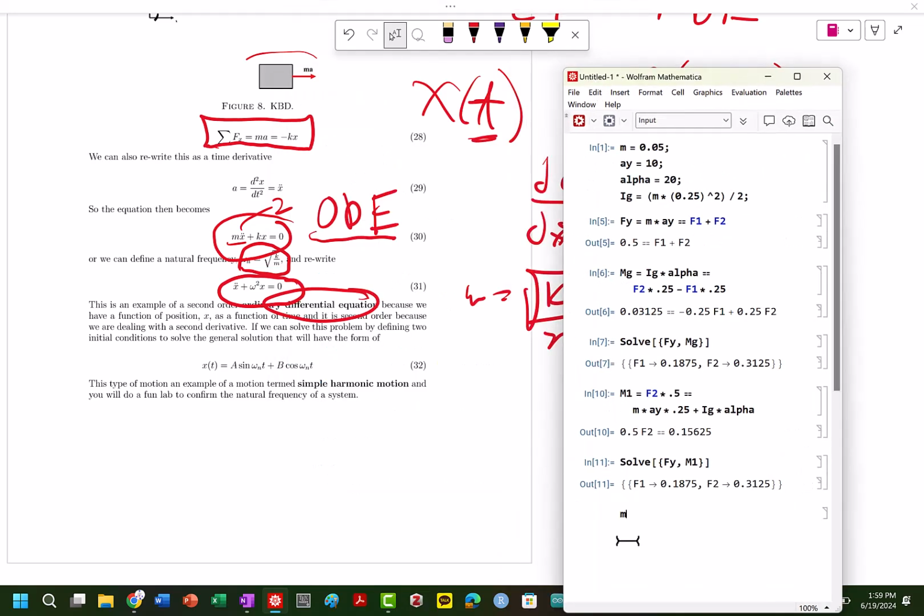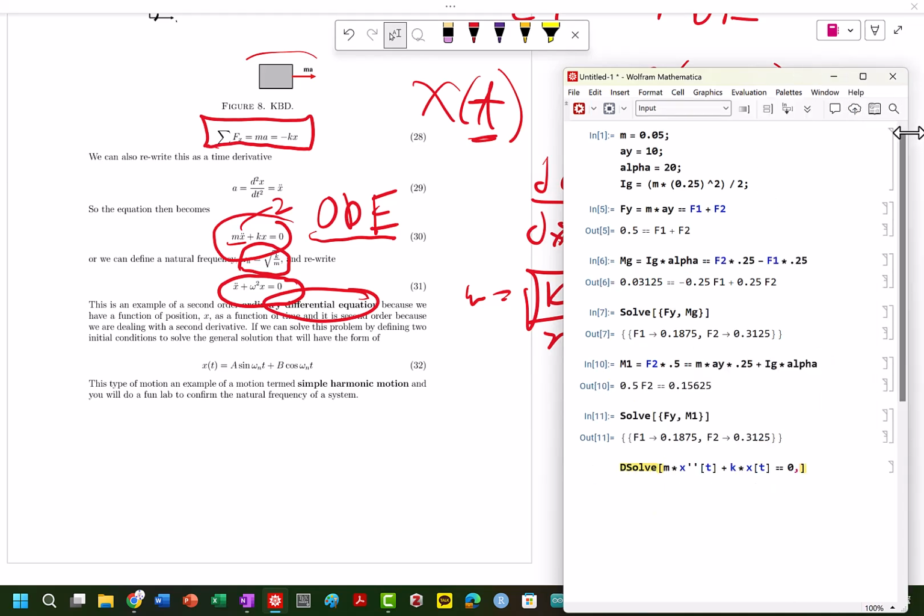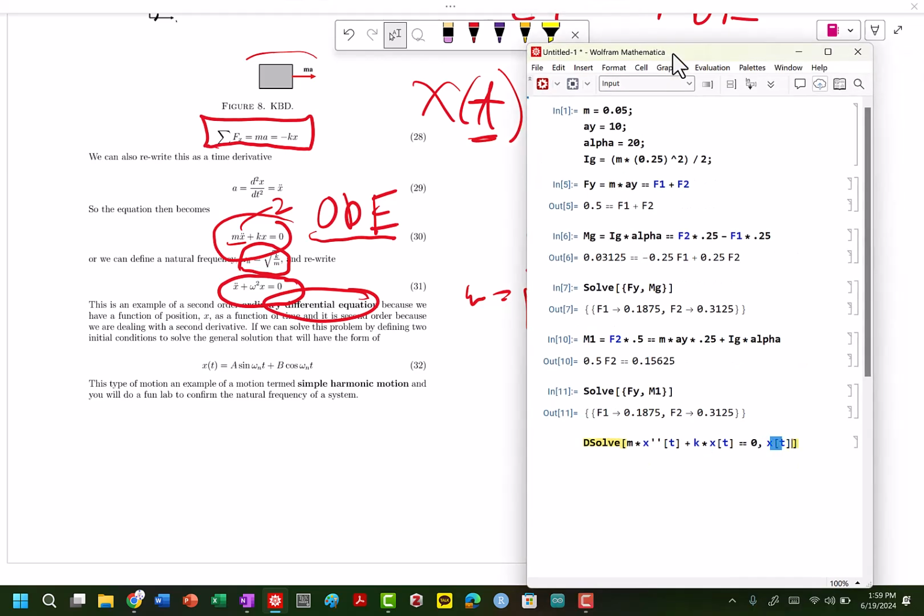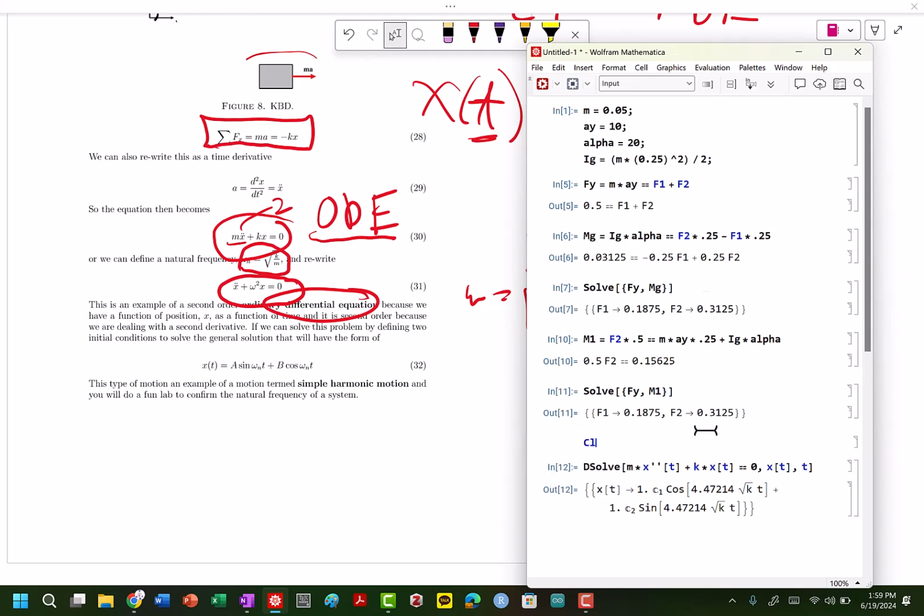For example, I can say DSolve. DSolve is a differential solver. I'm going to put in my equation, so m times x second derivative with respect to t, plus k times x of t, set this equal to 0, and then x of t with respect to t. I'm going to clear my mass. When I do that, you see I have the following expression, which looks exactly like this expression here, except the sines and cosines are flipped, but that's arbitrary.